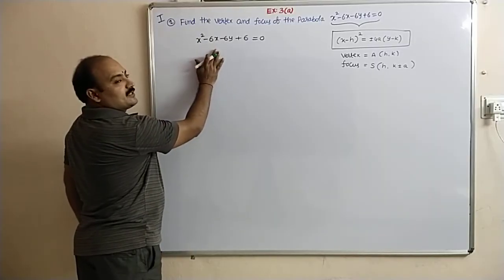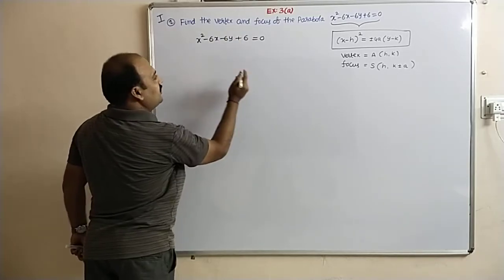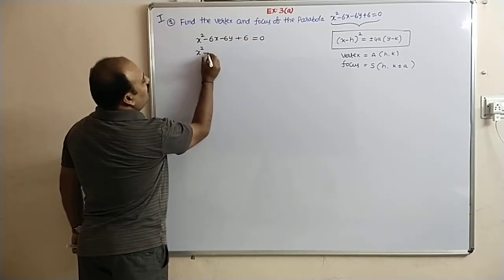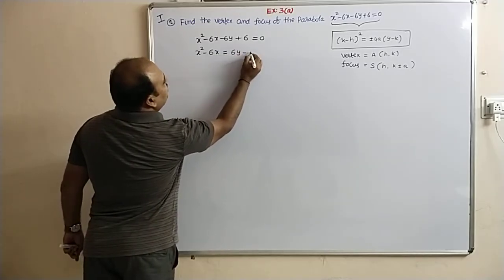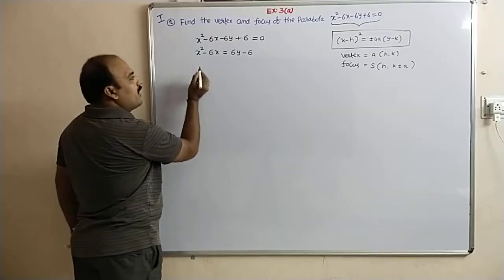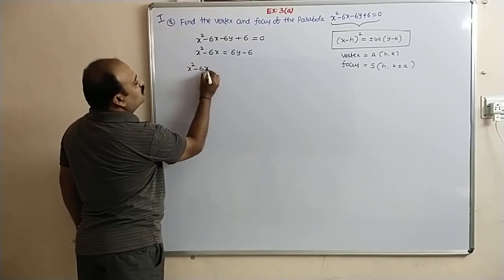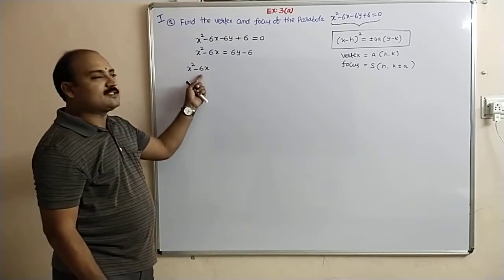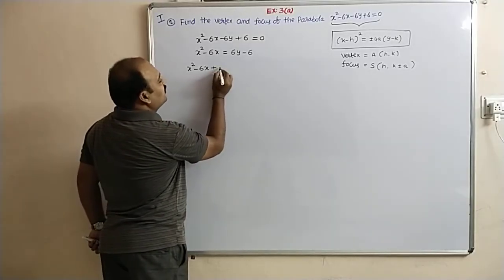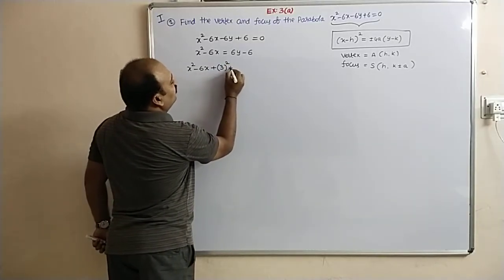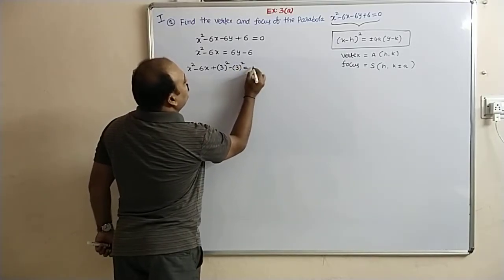x square and x term we can keep here only, and the remaining terms we are taking this side. So it becomes x square minus 6x is equal to 6y minus 6. To make the perfect square here, adding and subtracting half of the x coefficient whole square. Here x coefficient is 6, half of the x coefficient is 3. That you have to add and subtract the square of that one. Here adding and subtracting 3 square and minus 3 square.